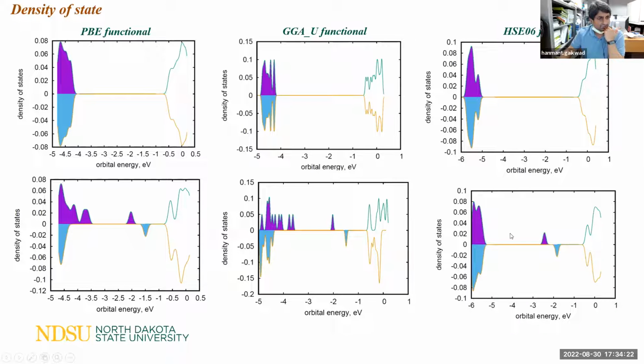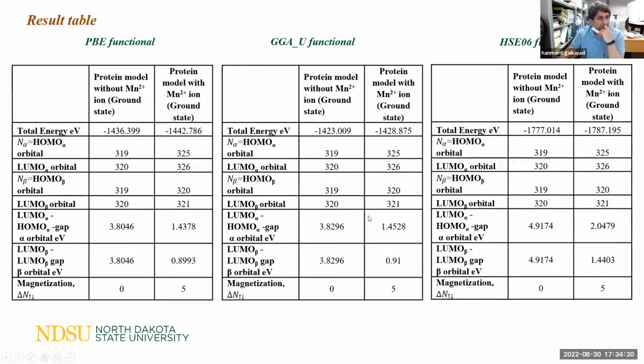It is the same for the protein model as well as the protein metal ion model. See this particular gap, which is tabulated here. If you check the values for the PBE functional and HSE functional, there is a much bigger difference that we observed for the HOMO-LUMO gap. But when it comes to the GGA-U functional, it is not that much.